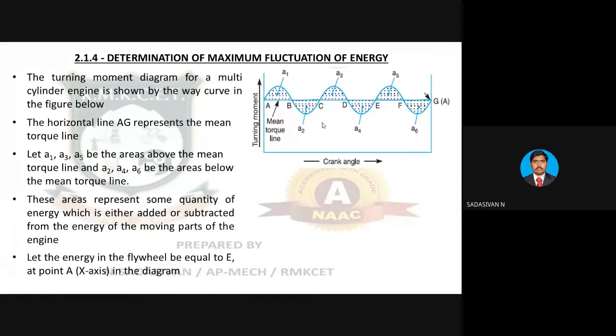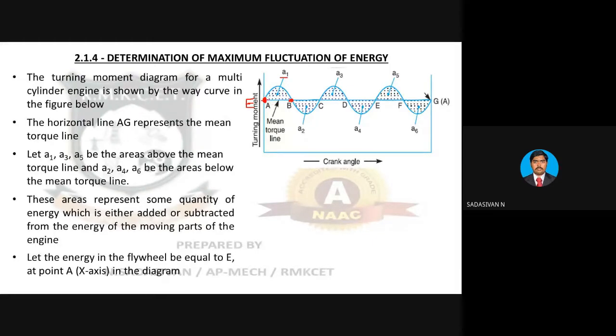Very simple. Let the energy in the flywheel be equal to E, capital E, at the point A. When I am starting my calculation, when the piston is at TDC or BDC, whatever, when you are starting your cycle, at this point I am going to consider the mean energy available at the engine output as E. Don't worry about what a flywheel is; we are going to see that next. Let E be the energy. What is it? E plus A1, correct? So the energy available at this point is E.